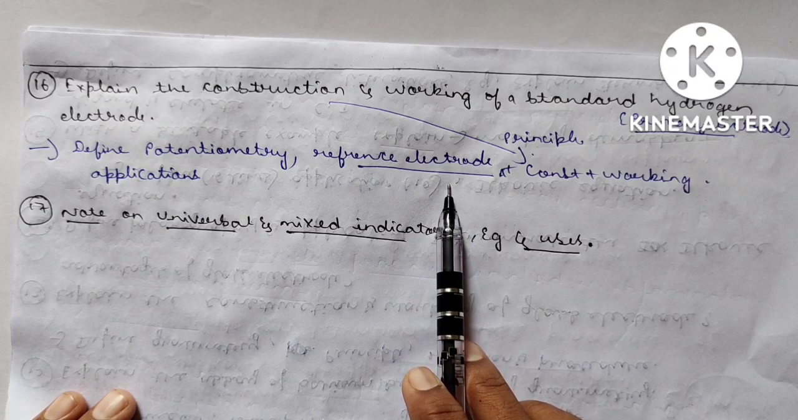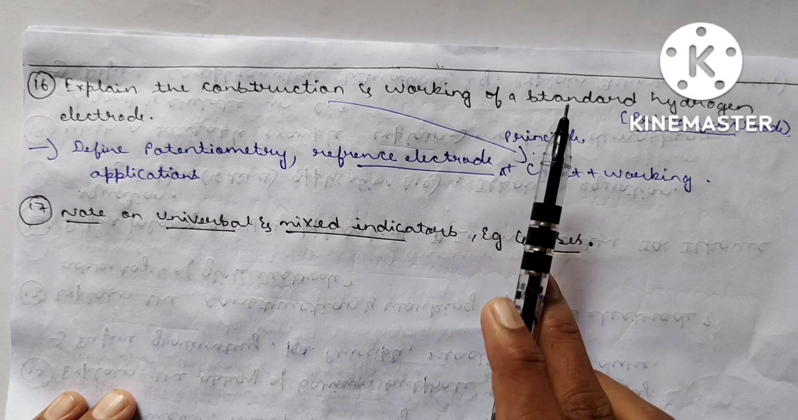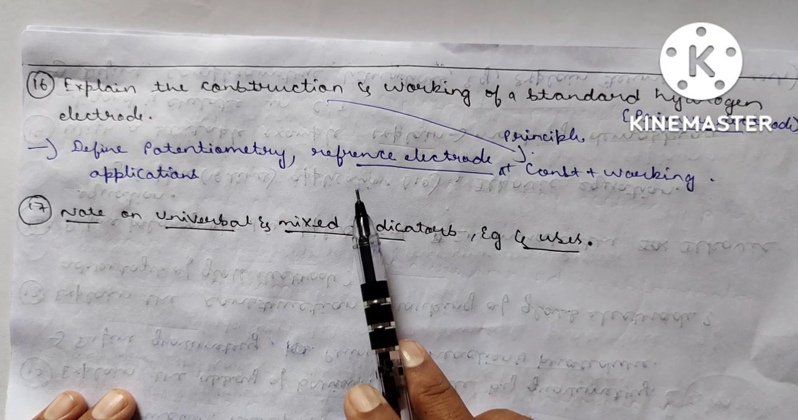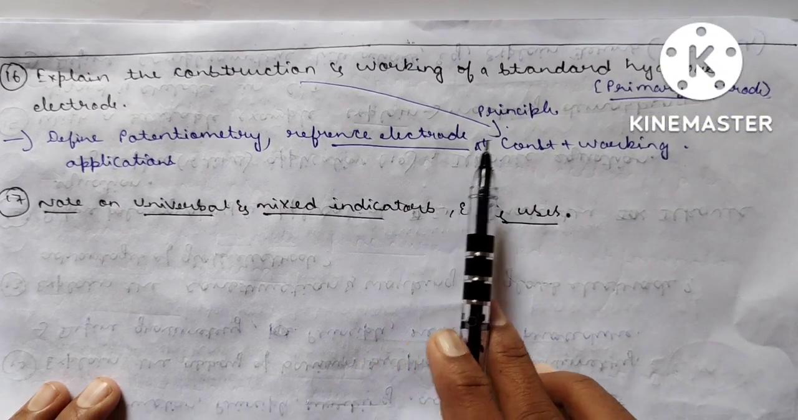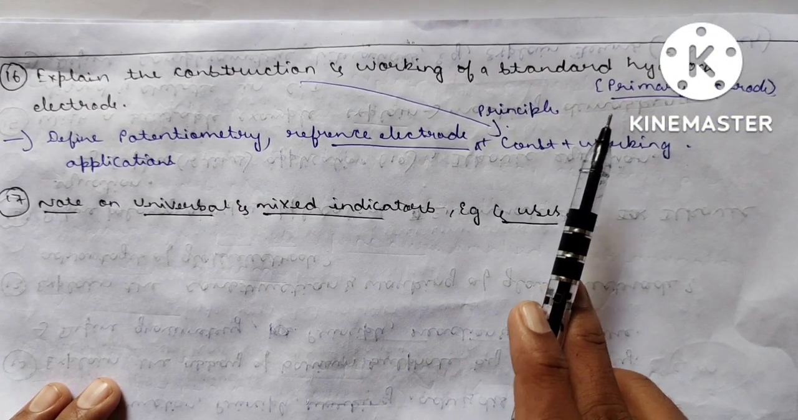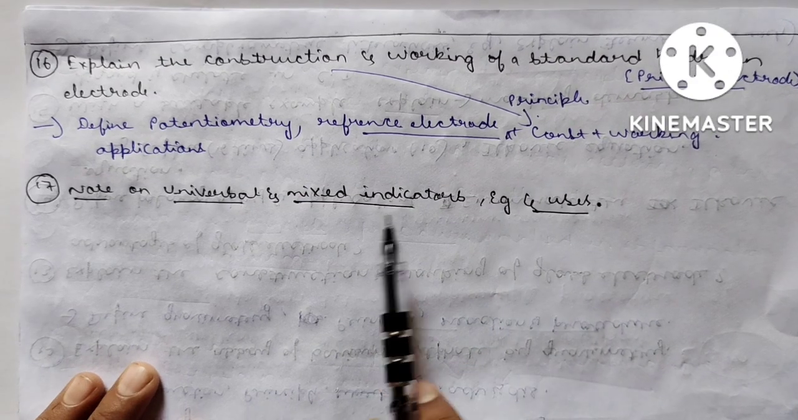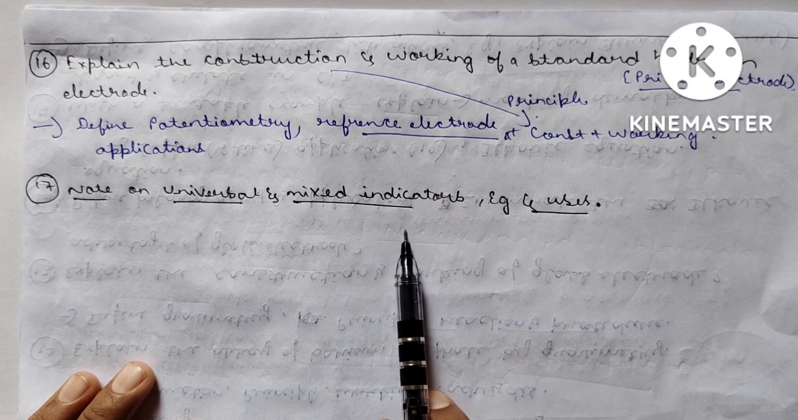Primary electrode, then secondary electrode. Primary electrode means this standard hydrogen electrode is a primary electrode. Then secondary electrode is that. These all are the reference electrodes. You write here the primary hydrogen electrode, construction you have to write, principle you have to write, then you have to write the working, application. Next one, note on universal and mixed indicator.